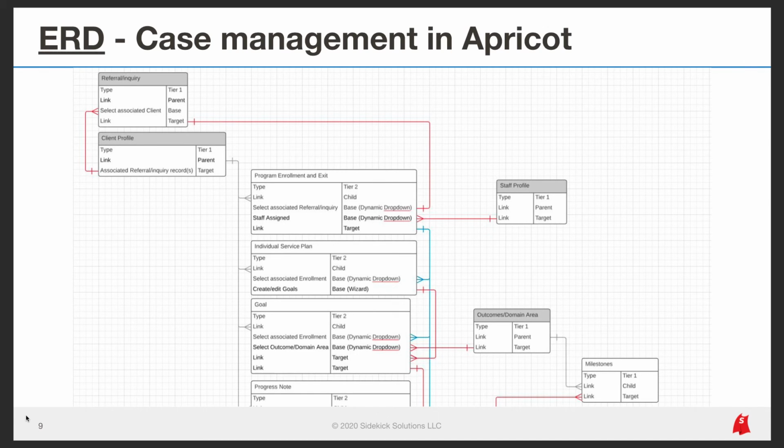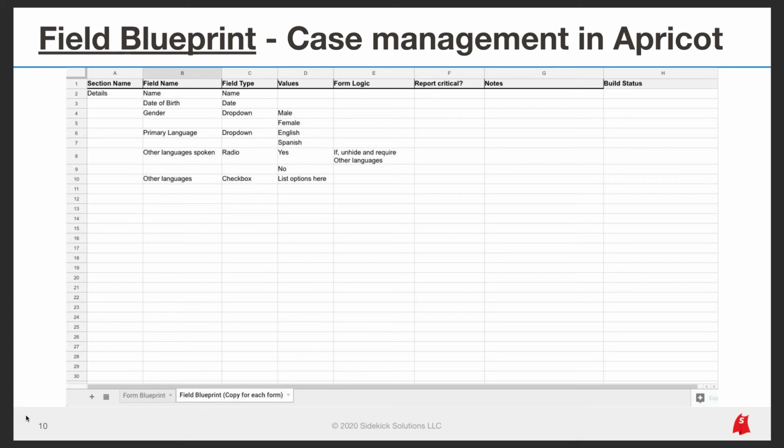Once we have the forms and links in place, we might transition to field blueprinting, which identifies the data elements that exist on each form and each link. And in total, that can sum up a blueprint for your Apricot system before you build.